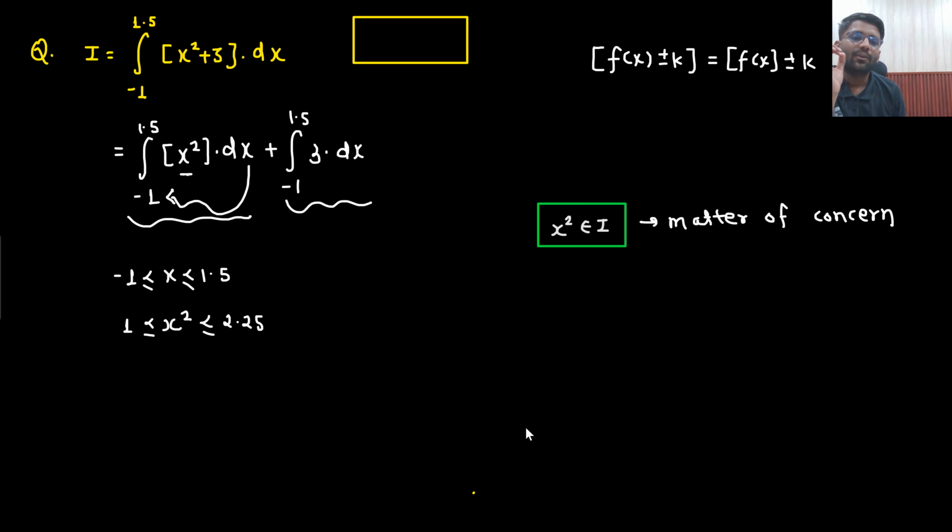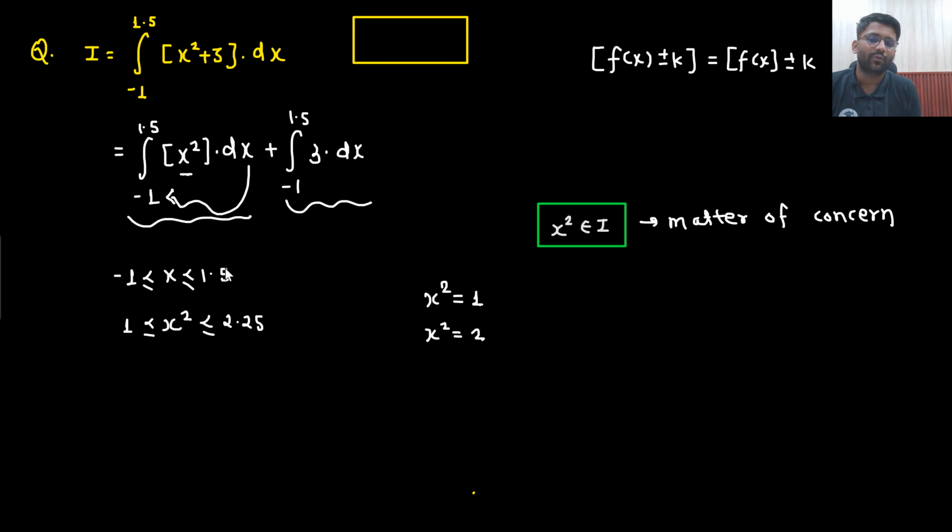That means what all integer values can your x square take? Sir, x square can take only two integer values. Only these two integer values it can take. First of all, what I understood is that my matter of concern is x square being an integer. Then I thought about when my x square can become an integer. For that I went to x and asked x from where to where you are going.